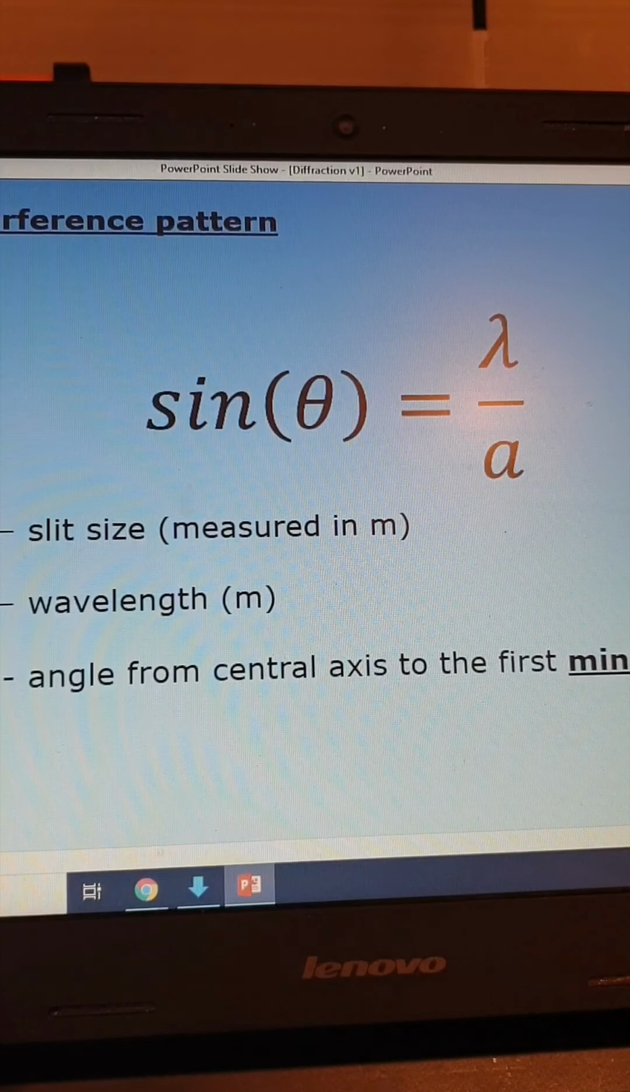It's useful to know that equation, although it's not given in your equation sheet, because it allows us, when we get questions that ask what would happen if we change the light from blue light to red light. Changing from blue light to red light means that we've increased the wavelength, and we can see from the equation what would happen to the width of the maximum just by using the equation.